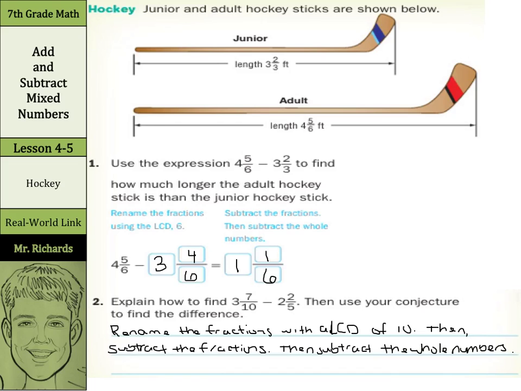Well, let's see if we can do that to find the difference. We would have 3 7/10 minus 2 so many tenths. Well, 5 times 2 gets us to 10, so 2 times 2 gets us to 4. And then our fractions, well, 7/10 minus 4/10 is 3/10. 3 minus 2 is 1. So 1 3/10. And again, I'll rewrite that just in case we can't see it there on the bottom of our screen. 1 3/10.